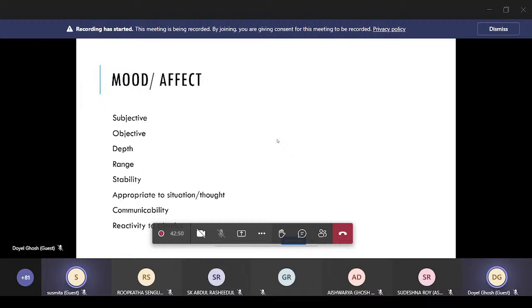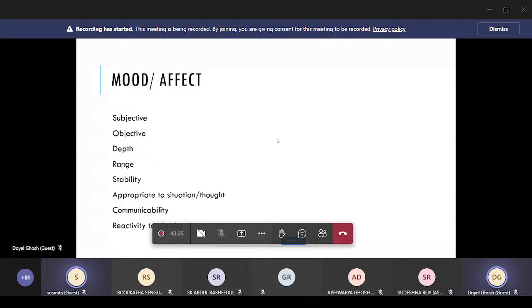What is the stability of affect? Stability is whether the affect is stable or labile. Stable means it is consistent over a period of time, or it is labile, meaning rapidly fluctuating. In mania, in cyclothymia, there is labile affect. The person is crying and then laughing and then again crying, then again normal. That is the lability of affect.